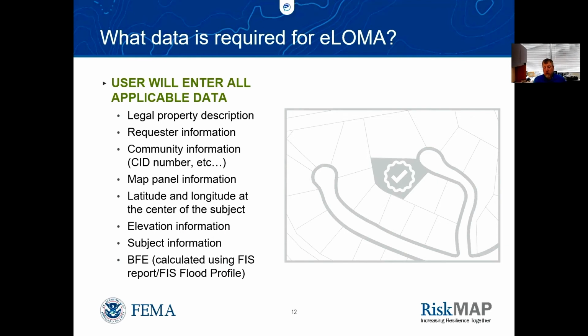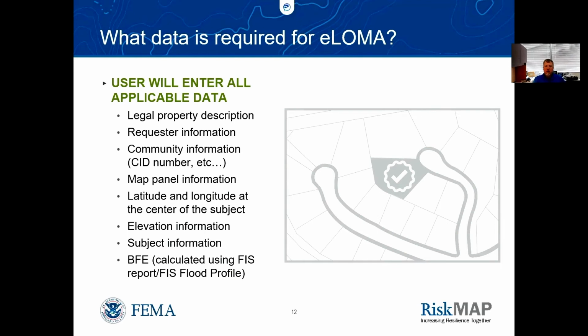They also enter the requester information, generally the property owner or homeowner. They enter the information about the community, the CID, and map panel information. They enter the latitude and longitude at the center of the subject. The subject of the request is the residence on a property, so the licensed professional should be entering the latitude and longitude at the center of the structure. They enter the elevation information. Again, that's the lowest adjacent grade if the subject is a structure, or the lowest lot elevation if the subject is a property or a portion of a property.